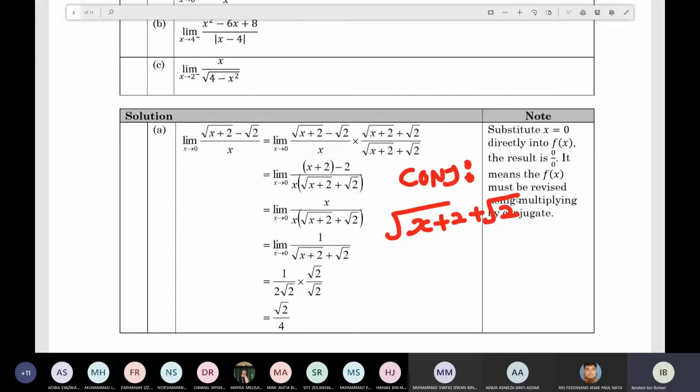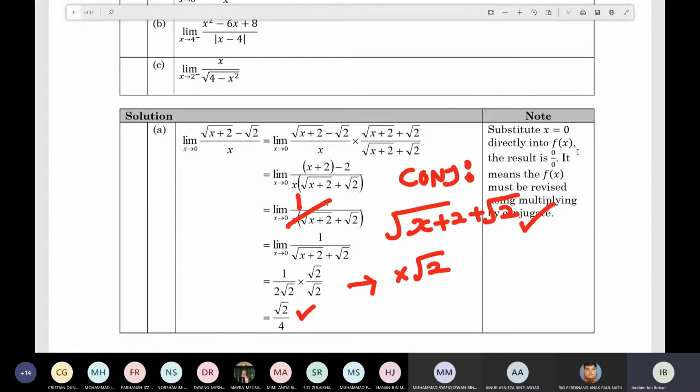2) plus sqrt 2, and here you cancel, equals to 1, and substitute 0 into the function, and answer here equals 1 over 2 sqrt 2. Here you remove the sqrt from the denominator, times sqrt 2, 1 times sqrt 2, and denominator times sqrt 2, and answer equals sqrt 2 over 4. Question 4A, yang penting cuma you punya conjugate sahaja. Pastikan conjugate ini betul lah, sqrt(x plus 2) plus sqrt 2. Yang lain tu you buat biasa.